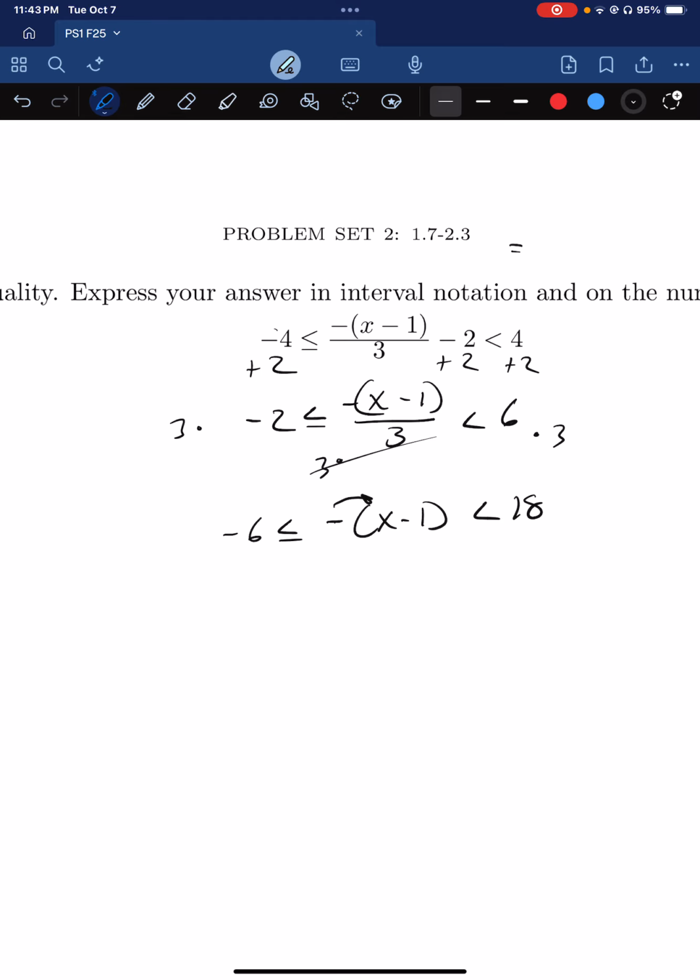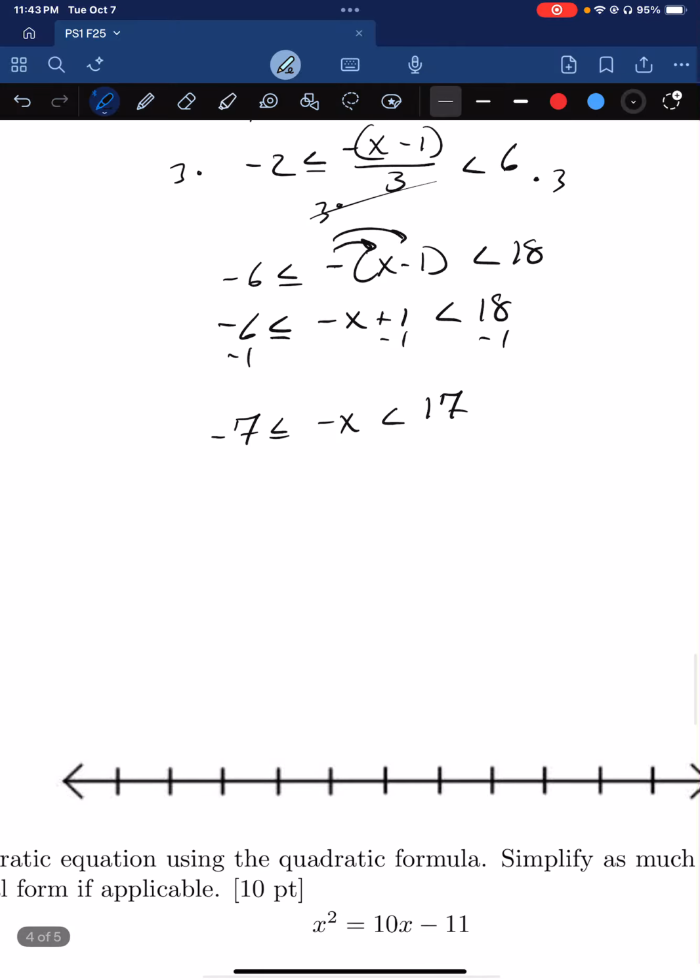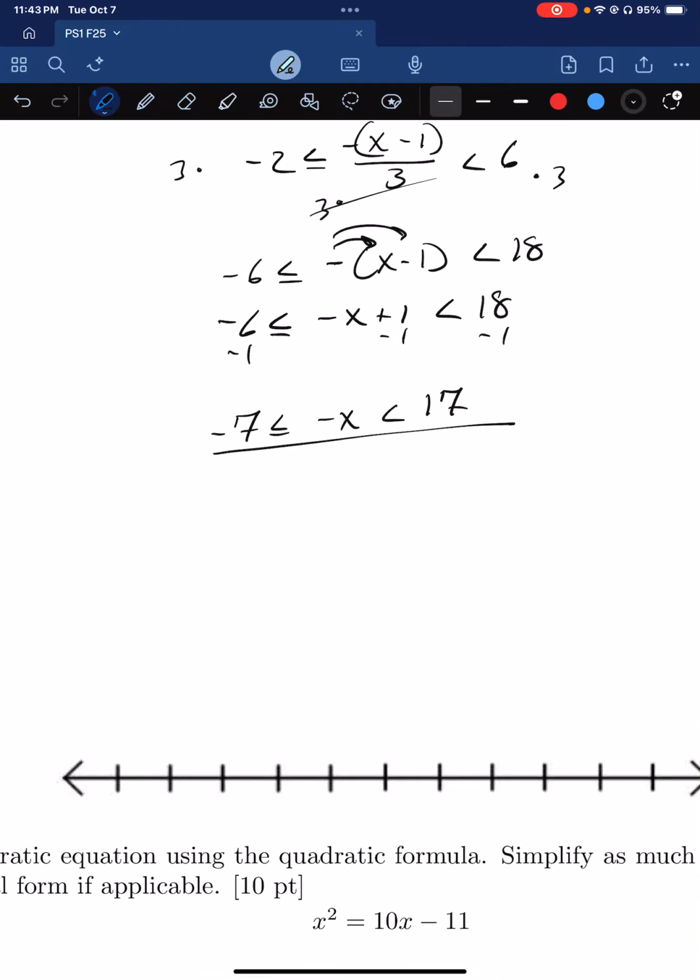We'll distribute it. We'll see where that gets us. Negative 6 is less than negative x plus 1, less than 18. Let's subtract 1 from everywhere. Get negative 7 is less than negative x is less than 17. And now we have a negative x. We're going to have to divide by a negative 1 everywhere. However, when we divide by a negative, we've got to flip the signs.